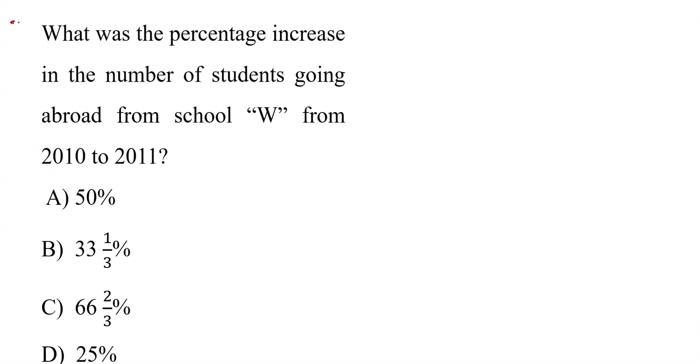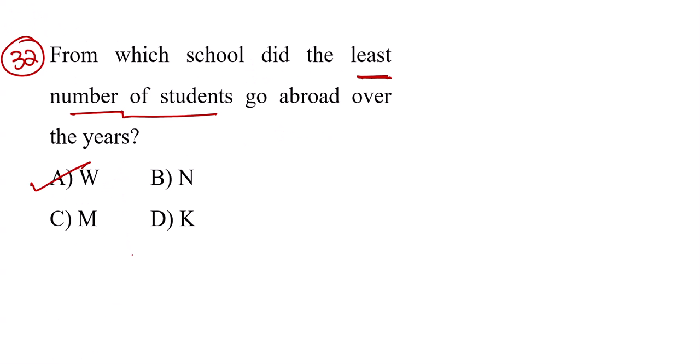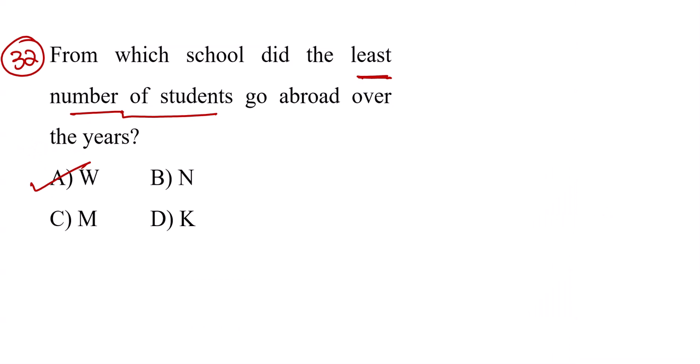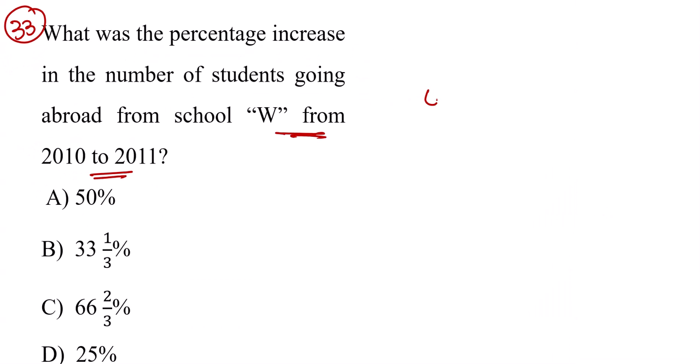Now again one more question: percentage increase for W school from 2010 to 2011. So go for W: 2010 is 450, 2011 is 600. This is 450 and 600, for your calculations. I have given all those manipulations. So 450 to 600, what is the percentage increase?